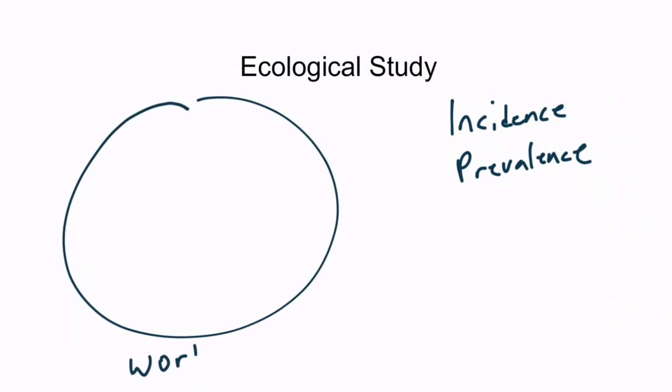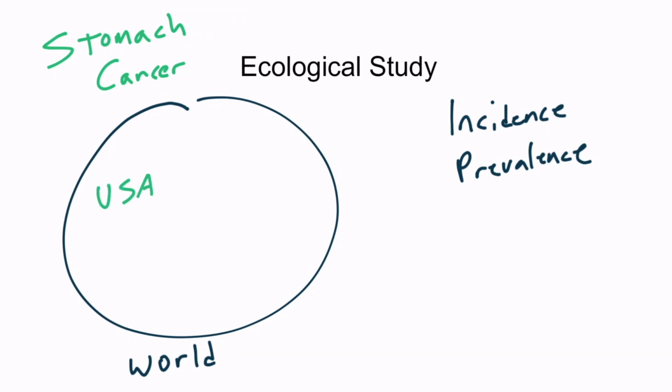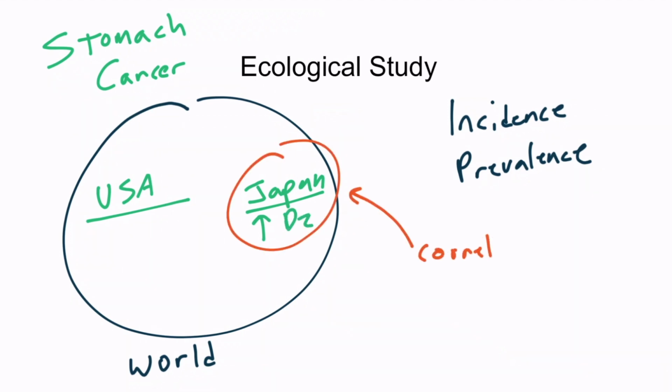A good example of an ecological study would be determining the incidence and prevalence of a disease across the globe. Take stomach cancer, for example. After looking at the populations, you may find that when you compare the United States to Japan, there is increased incidence and prevalence in Japan. This would be a correlation, not causation.